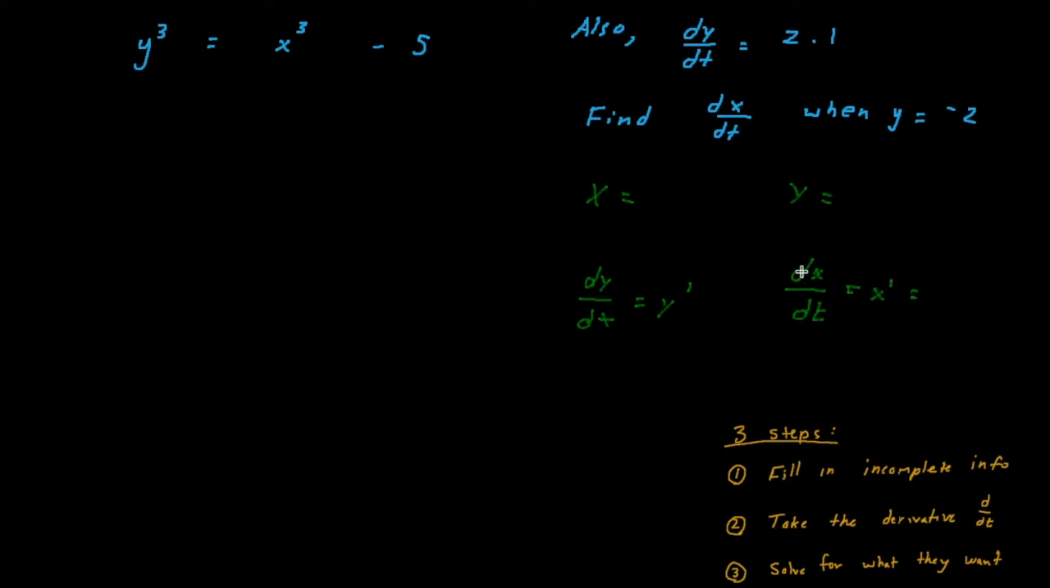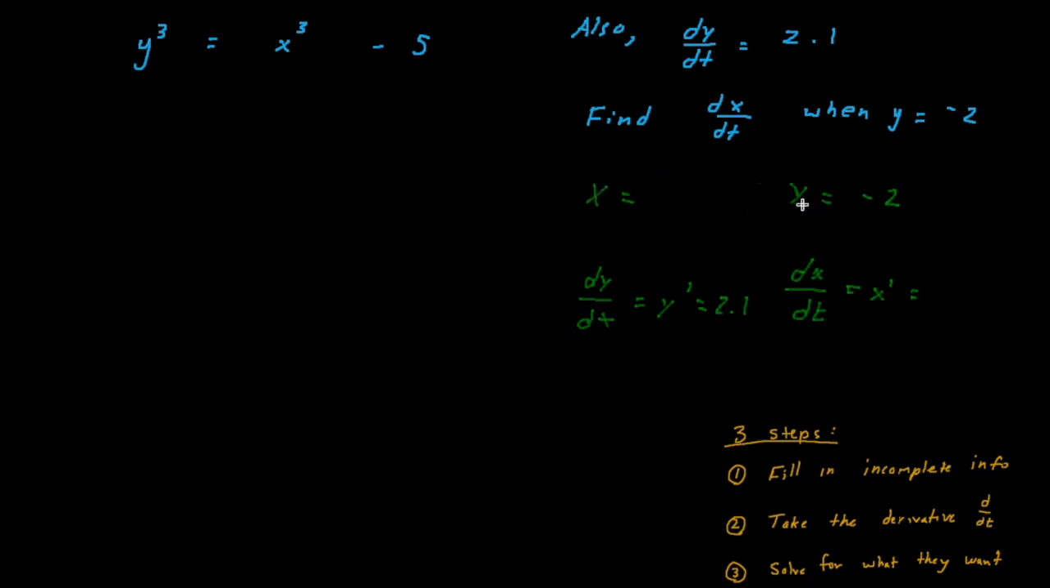So for this problem, what did they give us? They gave us y is equal to -2. They told us dy over dt equals 2.1, so we'll put that here. That y prime is equal to 2.1. We don't know anything about x, and we don't know anything about dx over dt or x prime. But we can find out x pretty easily.